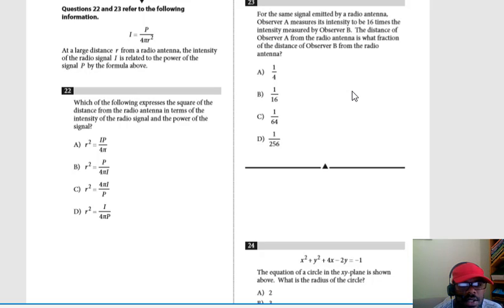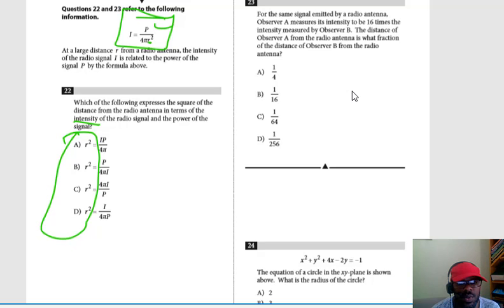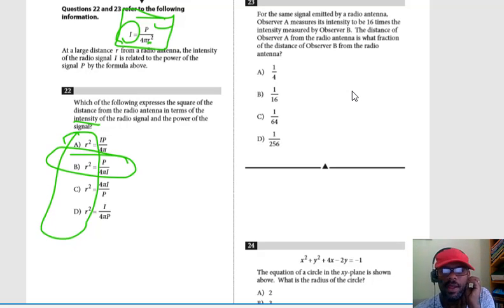The other one is here, number 22, which refers to the signal at a large distance R from the radio antenna. The intensity is given by a formula related to the power P. Which of the following expresses the square of the distance from the radio antenna in terms of the intensity of the radio signal and the power? You are asked to find R squared in terms of the rest, so just switch R squared and I. When you do that, the only choice that has P on the top is B. Wow, easy.